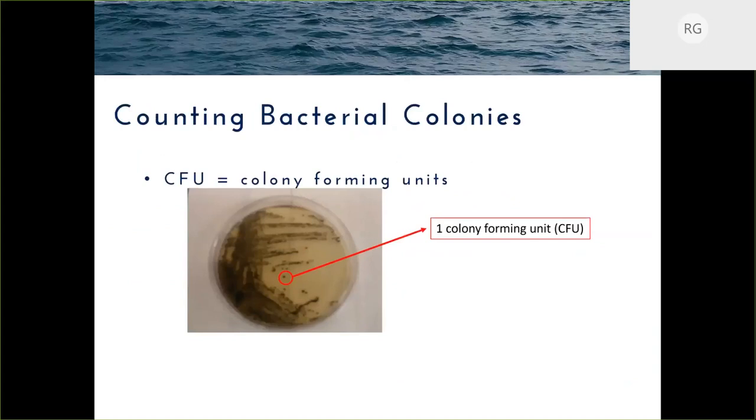So we use a unit called CFU, colony forming units, and this is what's used in the FSMA standards and also in drinking water standards for bacteria. So what CFU means is one of these little dots that I've circled in this picture on the slide. It's an individual area of growth on the plate. This can contain thousands of bacterial cells, but it's the way that we count how much bacteria is there.